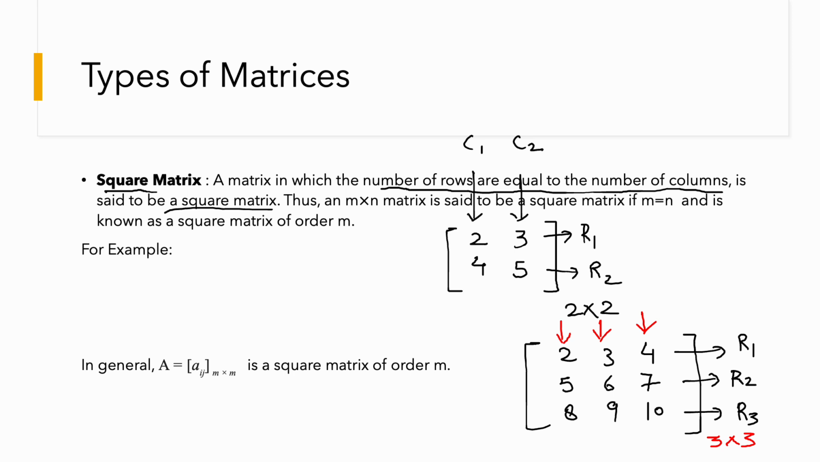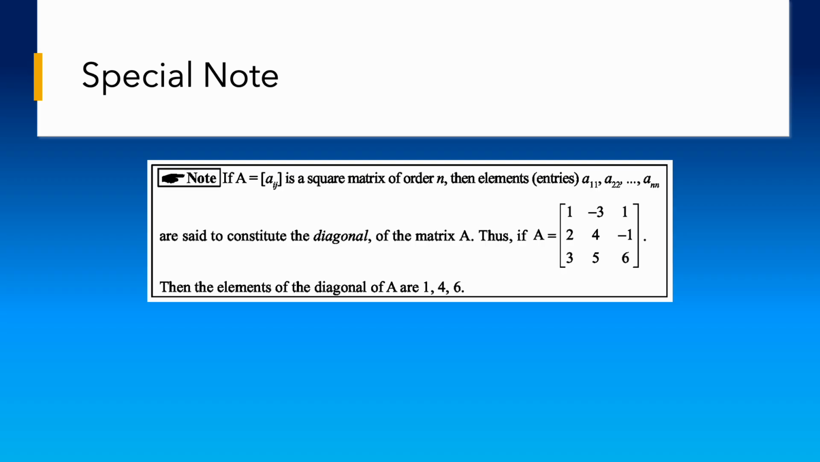Okay, so the only condition for a matrix to be a square matrix is that the number of rows must be equal to the number of columns. Okay, and then a special note: for any square matrix of order n, the elements A11, A22, A33 are known as the diagonal elements, right? So in this particular matrix, A equals 1, -3, 1, 2, 4, -1, 3, 5, 6, you have the diagonal elements as 1, 4 and 6. These are the diagonal elements.